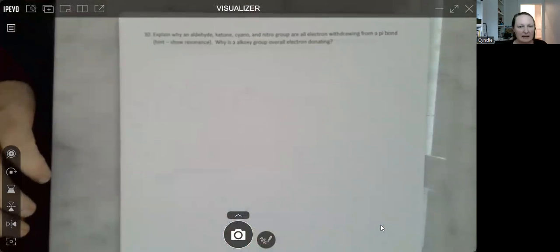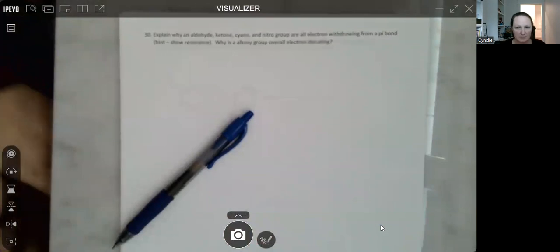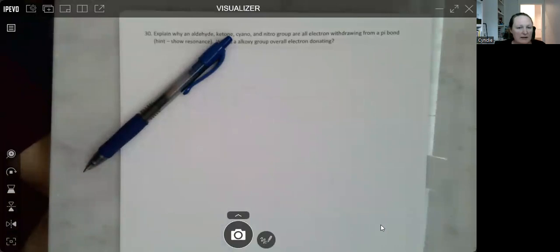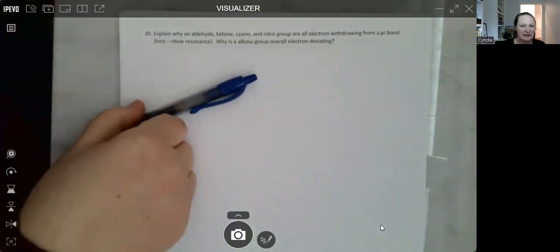So that is, I think, all we need to answer the questions here. Explain why an aldehyde, ketone, cyano group, nitro group are all electron withdrawing from a pi bond. Hint, show resonance. And why is an alkoxy group overall electron donating? Okay, so we definitely want to show resonance, right, to explain this.